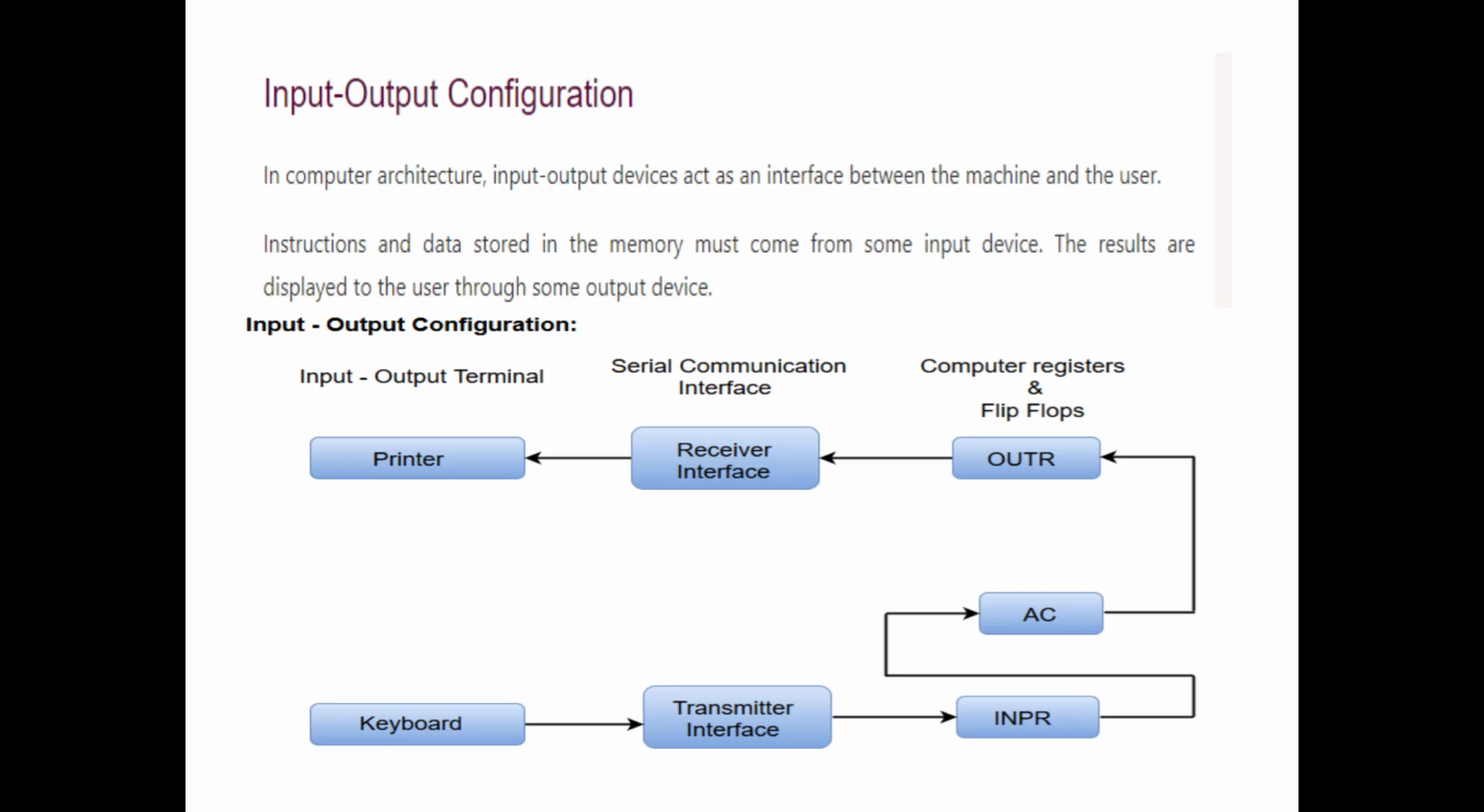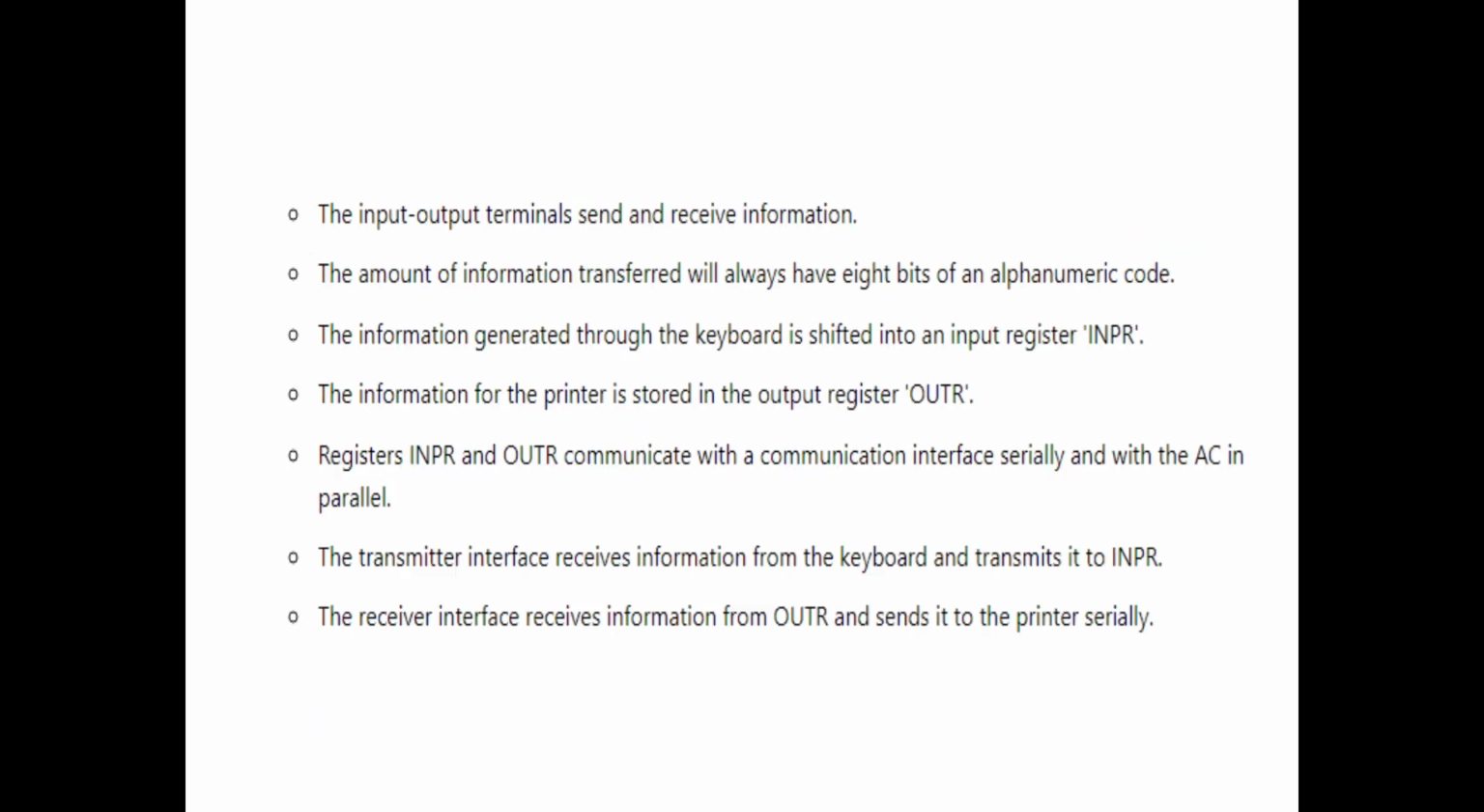In the input output configuration, the keyboard is the input, with the transmitter interface, INPR, and AC, which are registers, computer registers and flip-flop, then the receiver interface, and the printer is the output. Between keyboard and printer you will have several communications; that is the input output configuration. The input output terminal sends and receives information. The amount of information transferred will always be an 8-bit alphanumeric code.